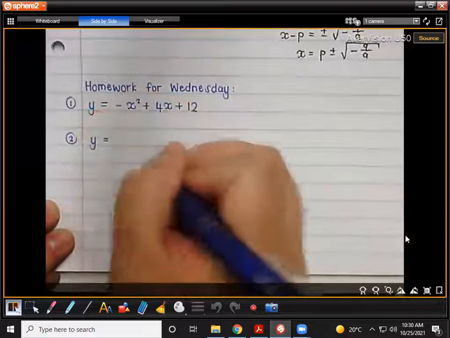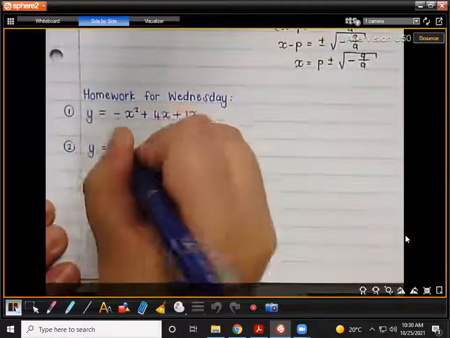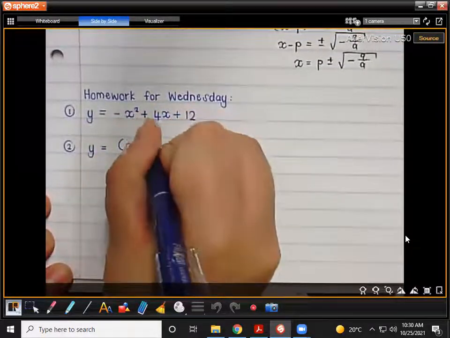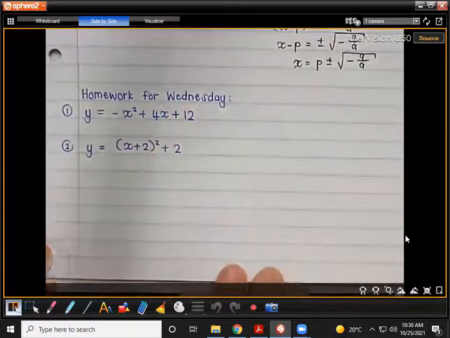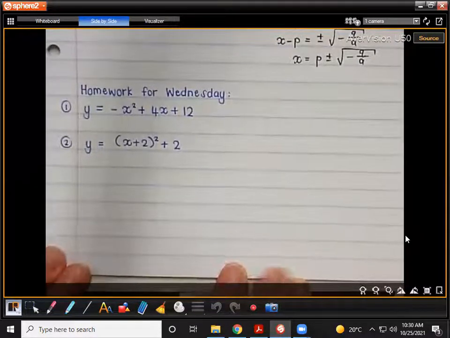Number 2, you're going to draw y equals (x plus 2) squared plus 2. You are drawing just those 2 graphs for me for Wednesday, please.